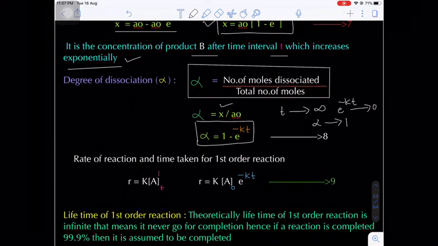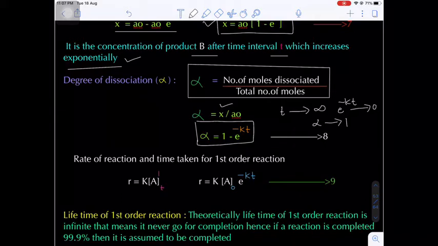The rate of reaction and time taken for the first order reaction. R is equal to k into A to the power 1. Just now, in the first expression, I told you R is equal to k into the concentration of reactant A at a time interval t. Now instead of the concentration of reactant A, I can write At is equal to A0 into e to the power minus kt. So this is equation number 9.